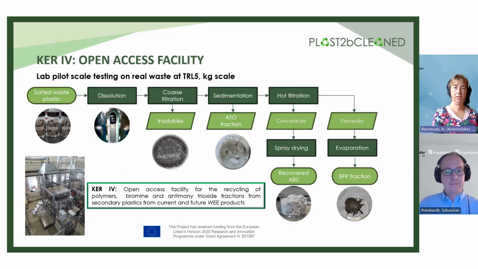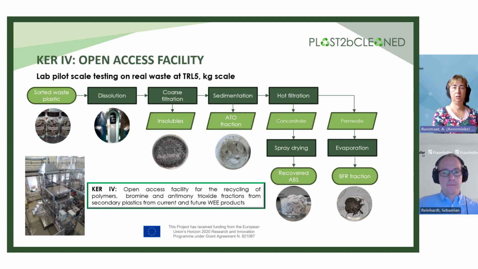The facility is based on the process that we developed in the previous e-learning, so on TRL 4. This is a TRL 5 plant on kilogram scale, but it has the same processing steps. So the sorting of the waste, coarse filtration, dissolution, sedimentation, hot filtration, spray drying, and evaporation. We will go through all the different steps to show how we implemented this work.